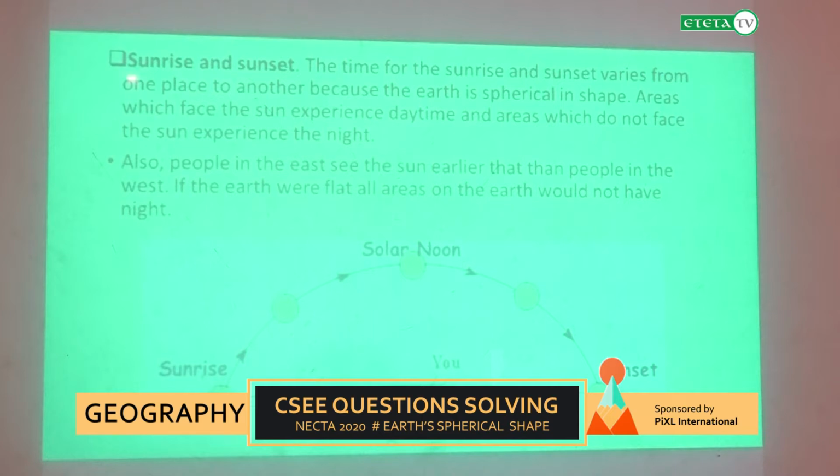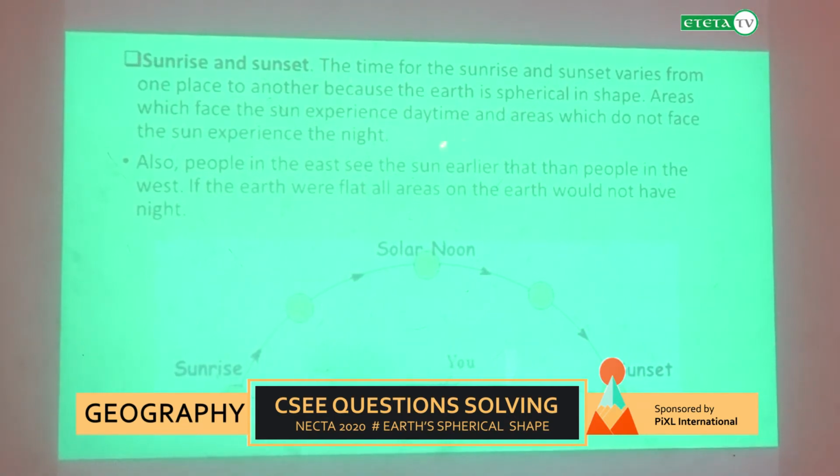Another point is all about sunrise and sunset. Class, here, the time for sunrise and sunset differs or varies from one place to another because the earth is spherical in shape. If at all the earth were flat, the sunrise could not differ. Meaning that there are some places this time the sun is rising, while in other places the sun is setting. In other places it is afternoon. In other places it is evening. In other places it is morning. This is because the earth is spherical in shape.